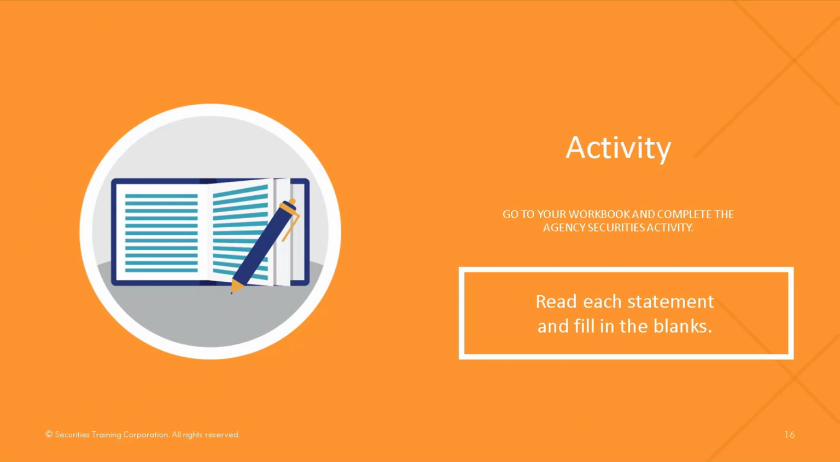Now, let's take a look at an activity. Go to your workbook and complete the agency securities activity. Read each statement and fill in the blanks. And again, you can pause.